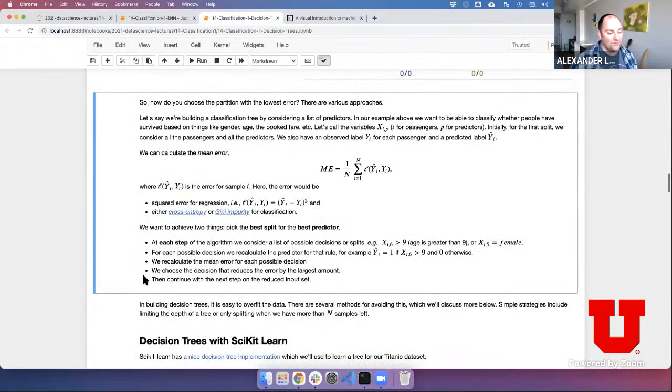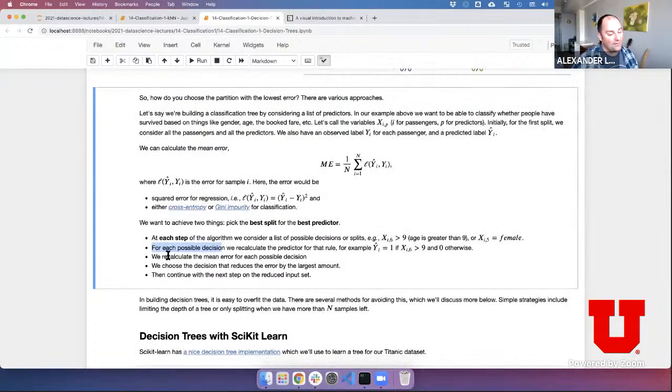And then we want to achieve two things. We want to pick the best split for the best predictor. So what we do is we consider a list of all possible decisions or splits. For integer values, we try all possible different splits. Of course, you don't actually do all possible different splits; you use some kind of heuristic to do that. And then for each possible decision, we recalculate the prediction for that rule.